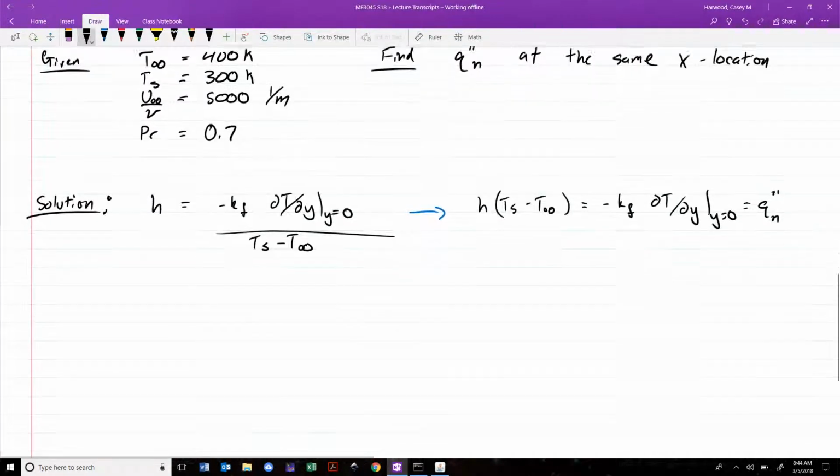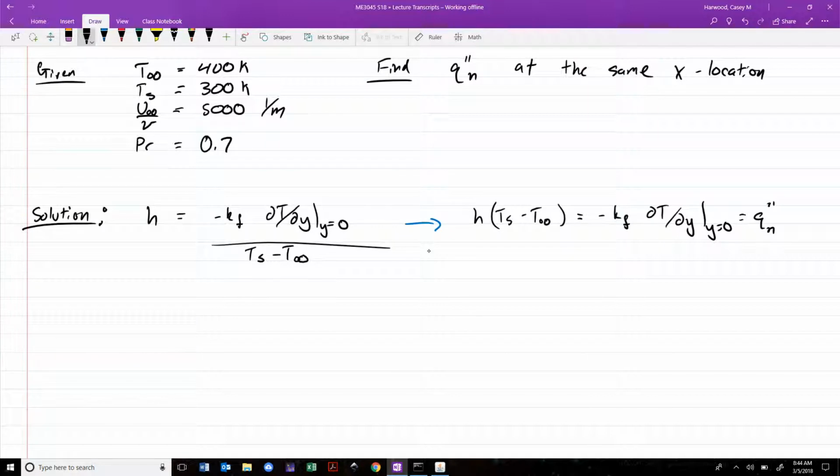So we'll just zip through this a little bit. If we turn to table, I believe it's A4 in the back of the book, table A4 tells us that air at 400 Kelvin has a k_f value of 0.0263 watts per meter Kelvin. Okay.